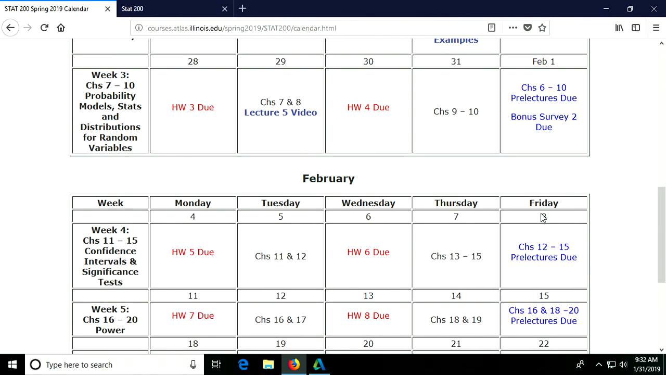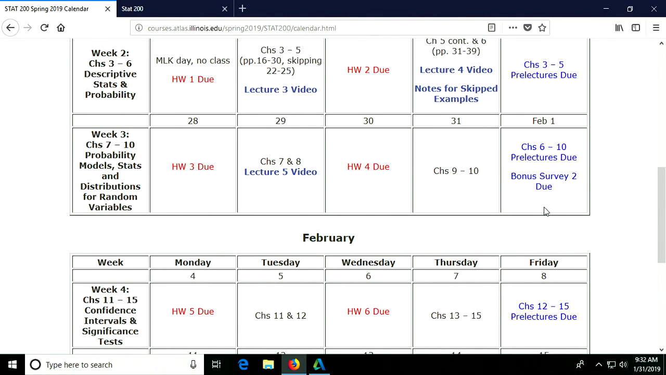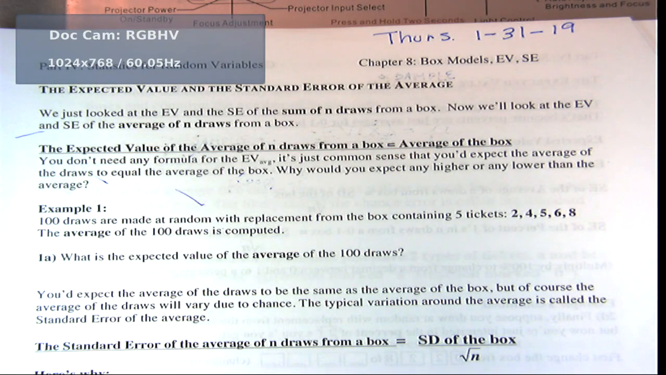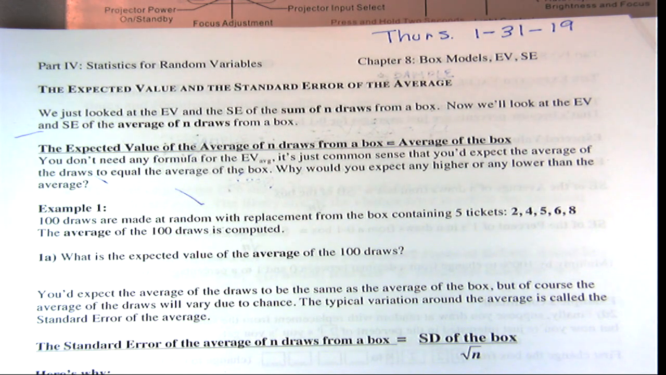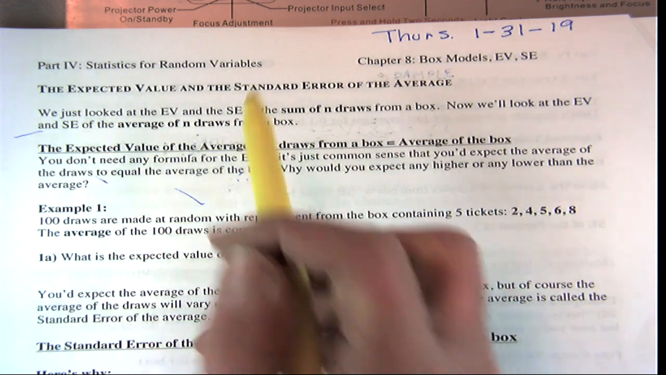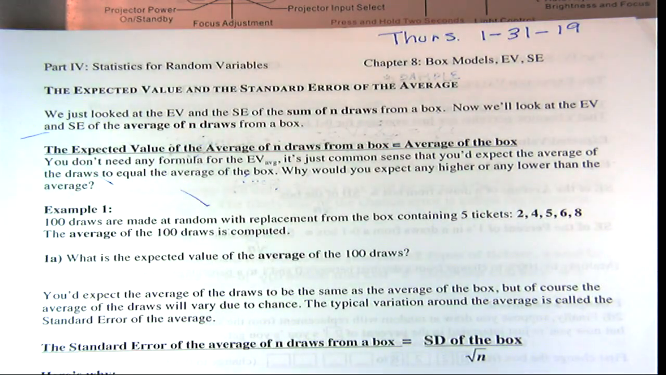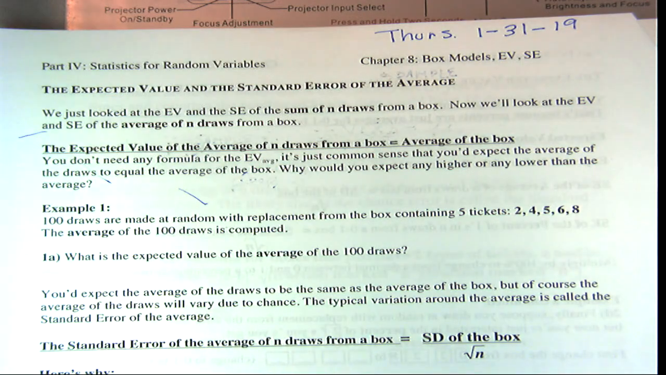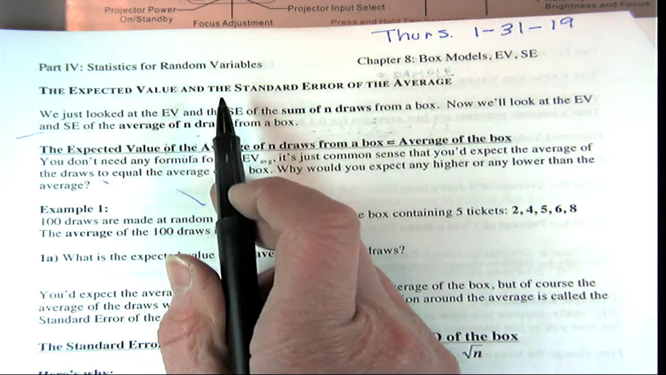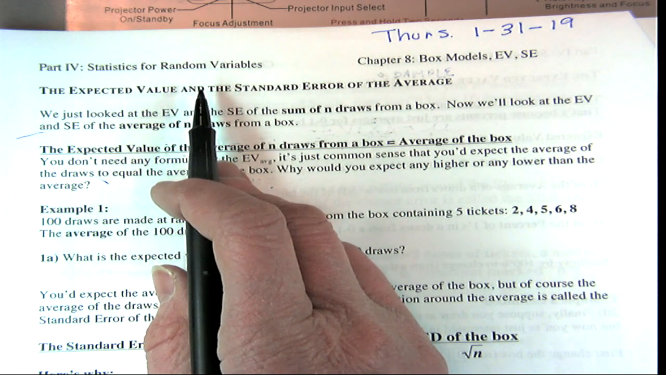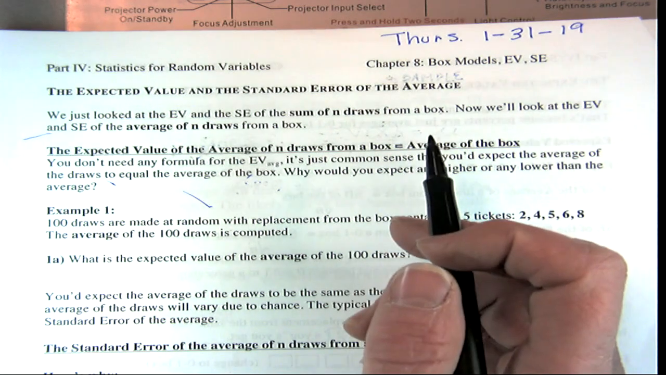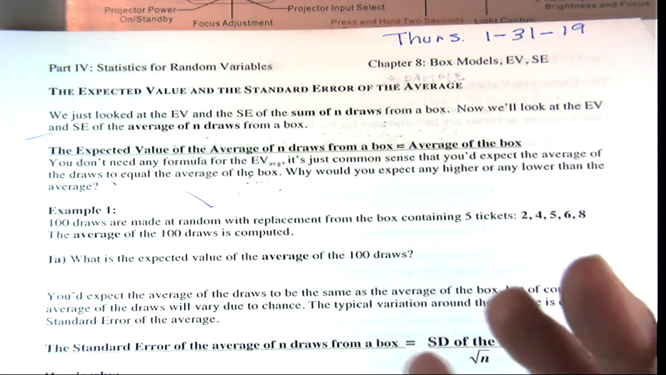All right, so now let's go to the document camera and remember where we left off. We left off here on page 51, and we're talking about these statistics for random variables. That means they're just numbers that vary, and they vary according to some chance process. And what we've been looking at is random draws from a specified box.